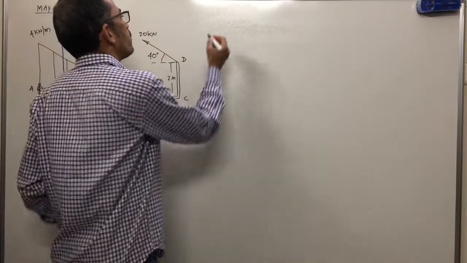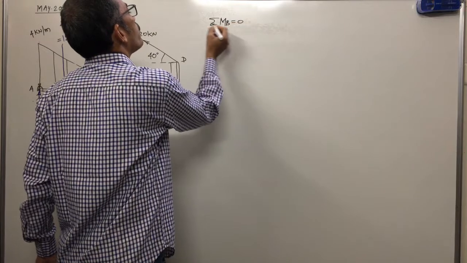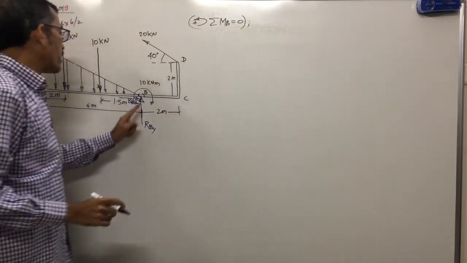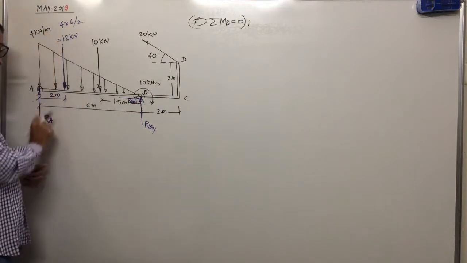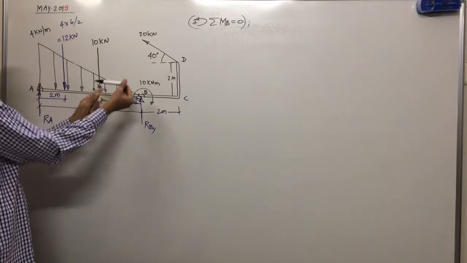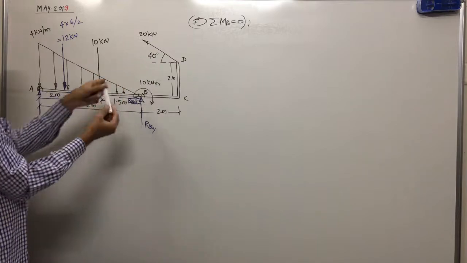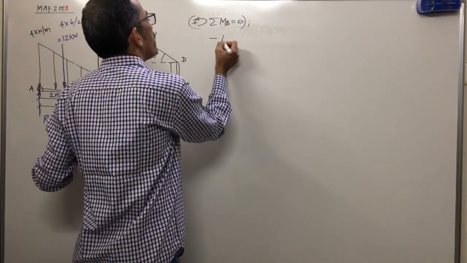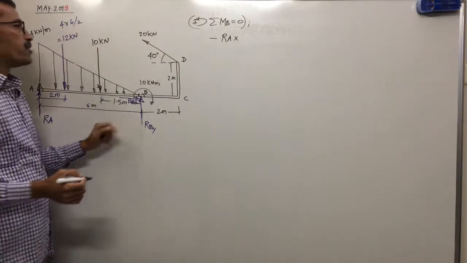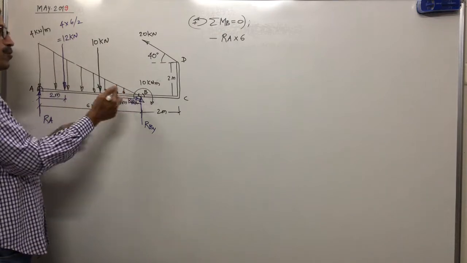Say I will take moment at B. Sum of moments about point B equal to 0, taking anti-clockwise moments positive. At B you are taking moment. So moment of RA first. Hold the AB bar at B, apply force in upward direction. Moment of RA is clockwise, so minus RA into what distance? Vertical force, horizontal distance: 6 meter.